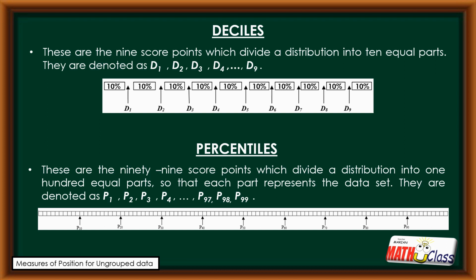For example, the first percentile or P1 separates the lowest 1% from the other 99%. The second percentile or P2 separates the lowest 2% from the other 98% and so on.